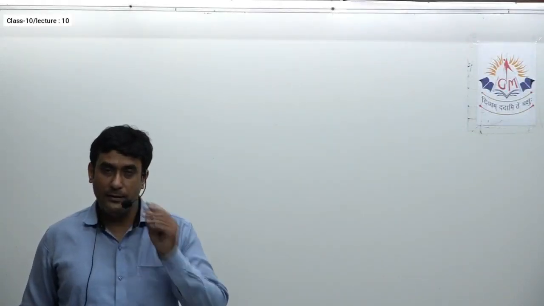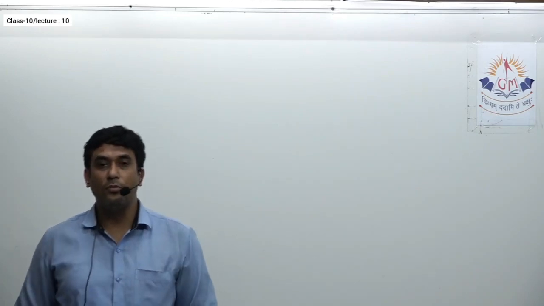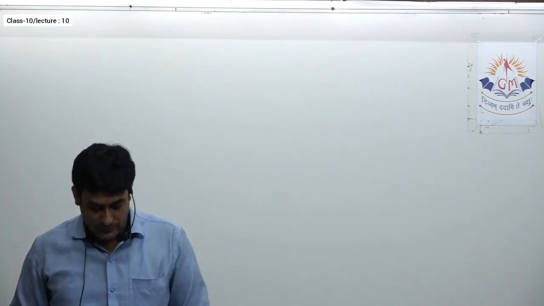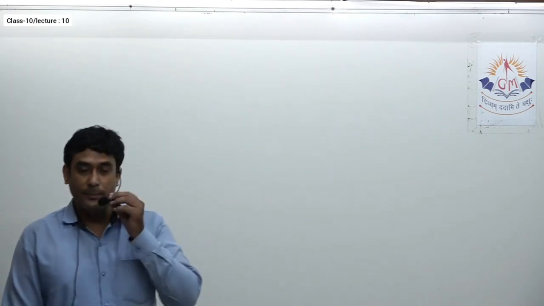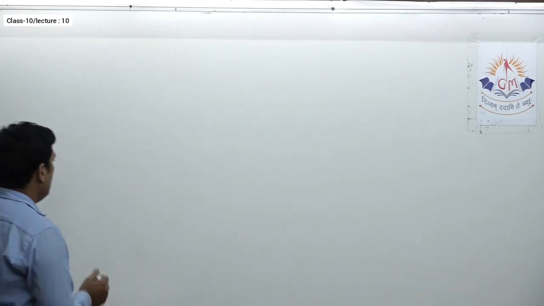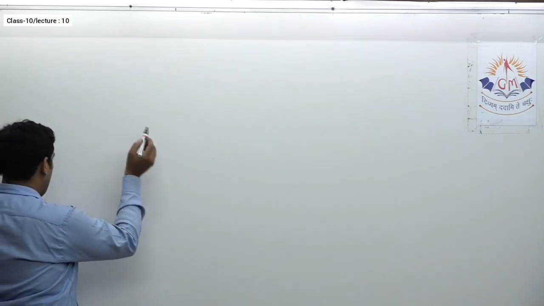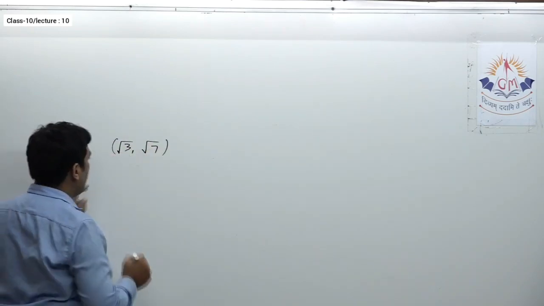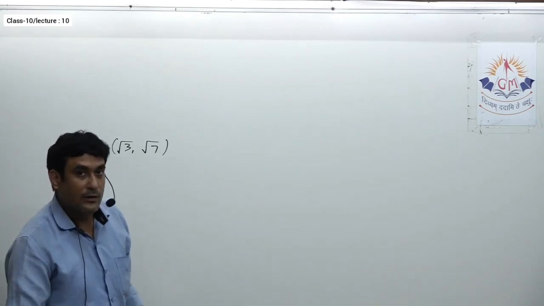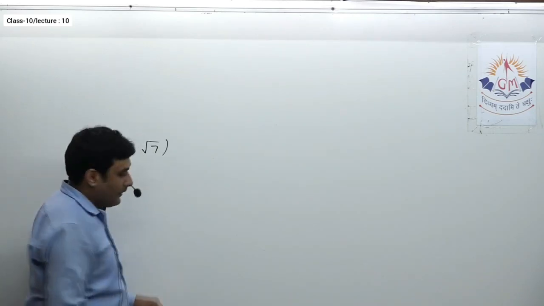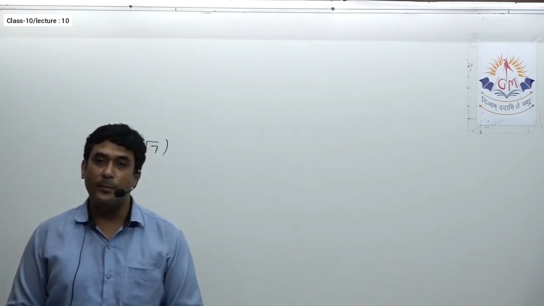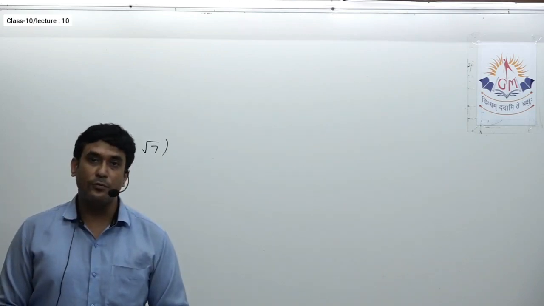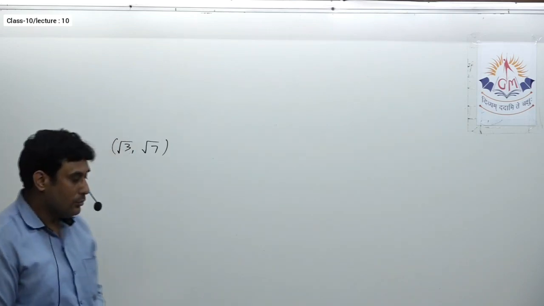Hello friends, in the last lecture we saw how to solve a pair of linear equations with the help of the graphical method. But there are some limitations in the graphical method. For example, suppose by solving the equations we got values like root 3 and root 7. Then it is a little bit difficult to plot them on the graph. So that's why this graphical method has some limitations, and to overcome this we have some algebraic methods to solve a pair of linear equations in two variables.